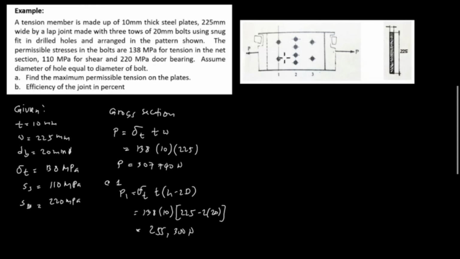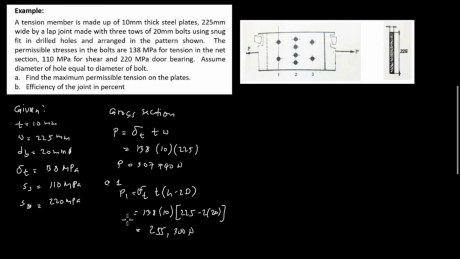Okay, why does the tearing plate have the value 2D? Because we have two bolts, 1 and 2, at section 1. So that's why we need to subtract the tearing plate based on the bolts at section 1.